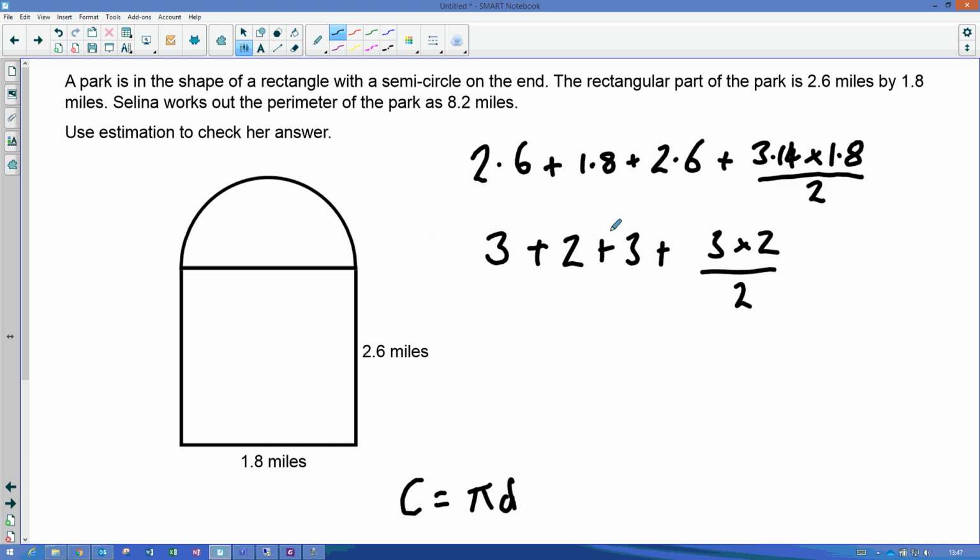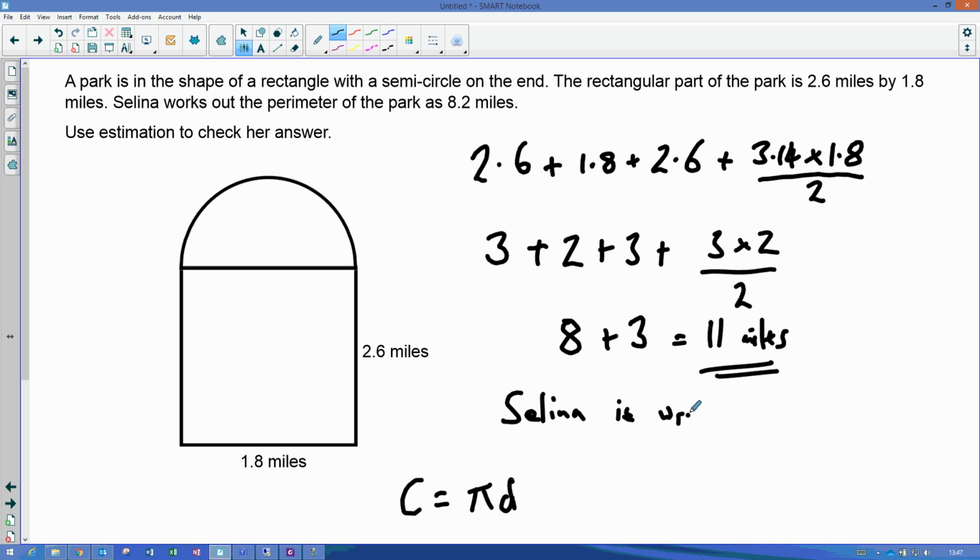So 3 plus 3 plus 2, that gives me 8. 3 times 2 is 6. 6 divided by 2 is 3. So I'm getting an answer of 11 miles. Now, I would say Selina is wrong. That's quite a way out. In this case, she's made a mistake.